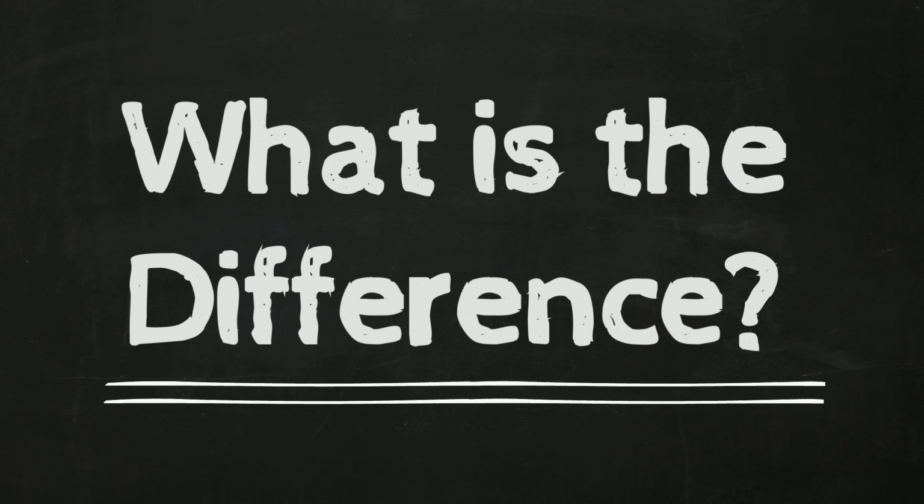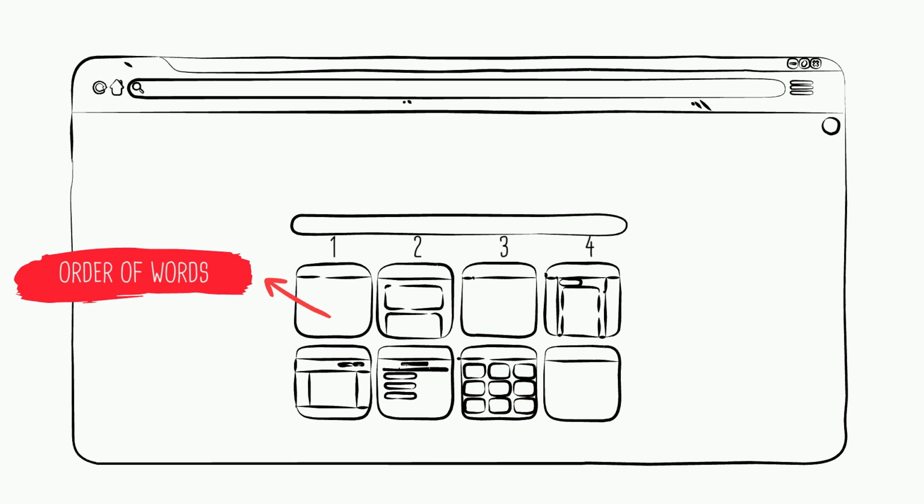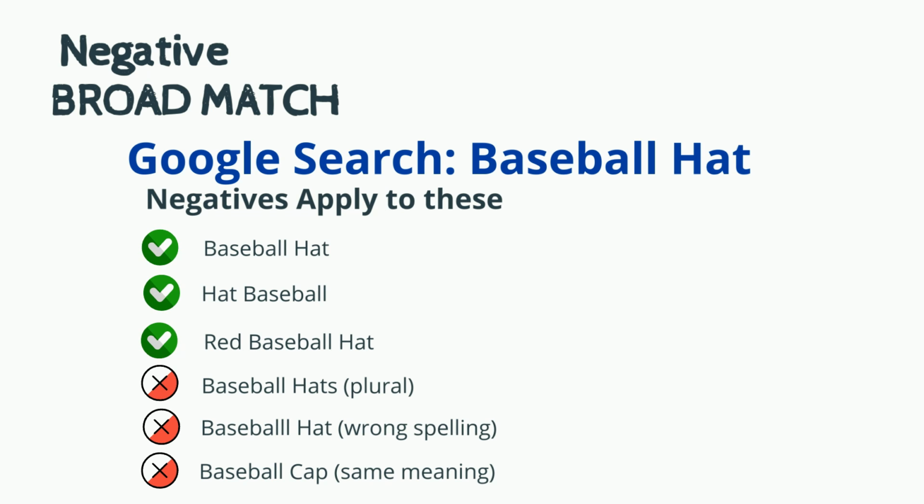There's essentially one simple difference between the 3 when you're using negatives. And the difference is the order of the words. Negative broad match allows you to have the words in any order, and they will still prevent that search term from coming through. So you could have baseball hat or hat baseball, it doesn't matter. As long as it's exactly the same word. Because if you have an S on the end, as we mentioned before, so if it's baseball hats, that's not going to work, because negatives don't allow for a plural and they don't allow for close variants.